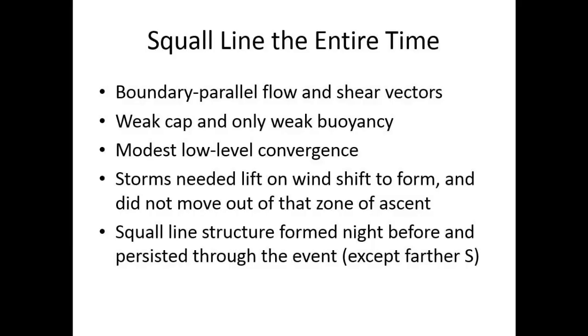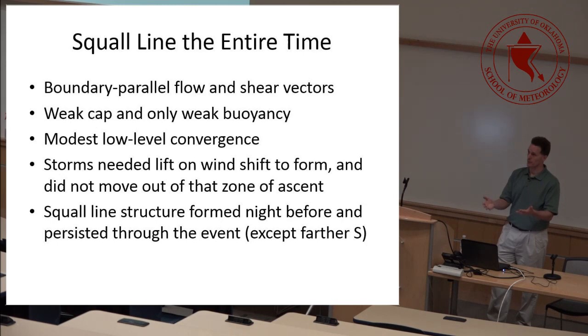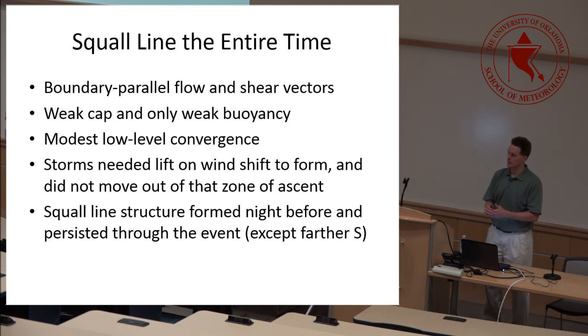All right, so this one, a little different recipe. It's a squall line the whole time. There's much more boundary parallel shear vectors and flow. It's a weak cap, but there's only weak buoyancy, kind of competing factors. Low-level convergence is modest, but again, combined with everything else, the only place we can get storms is on the wind shift. And given the fact that we had a well-established cold pool with the squall line to begin with, it's going to be really hard to undo that in this kind of profile.